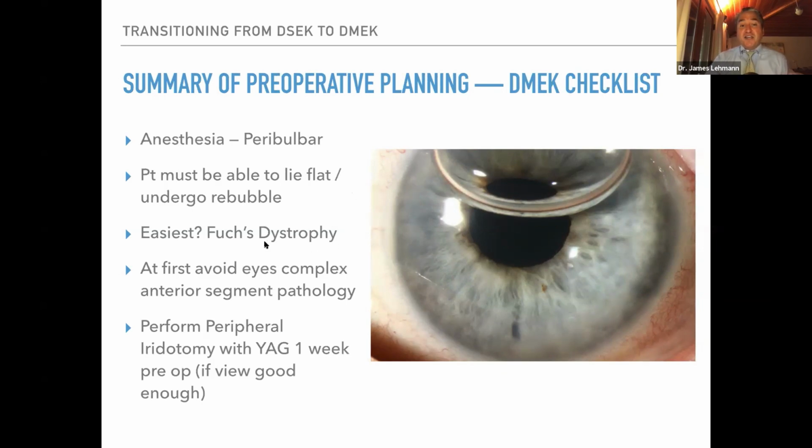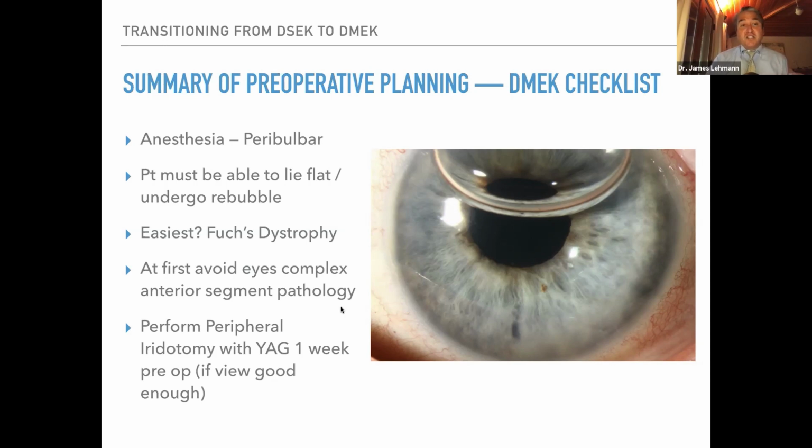The best first cases are patients with Fuchs dystrophy with good visual potential, and eyes that either just had cataract surgery or are going to have staged cataract surgery and then DMEK. You need to avoid eyes with complex anterior segments, and then I like to perform the inferior iridotomy 1 week before with a YAG.